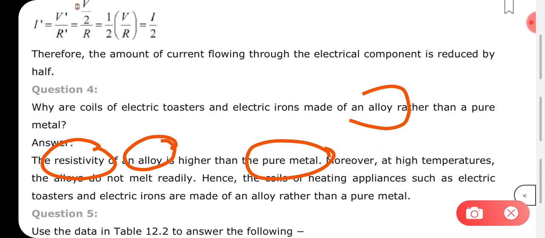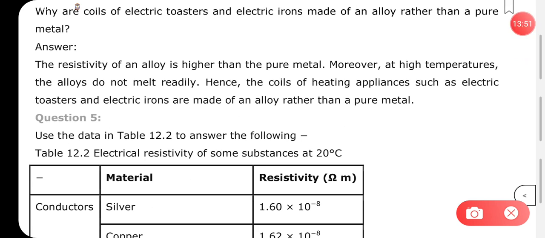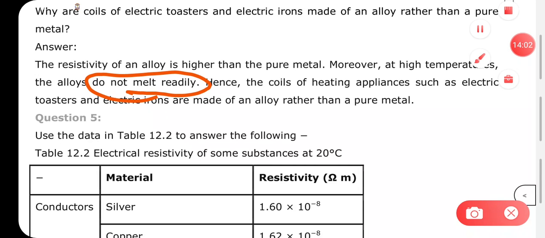So that is the reason why all these types of conductors use alloy rather than the pure metal, fine. Okay, moving on to the next question. Also keep this thing in mind that they do not melt easily, okay. Alloys do not melt easily, that is also one of the reasons.